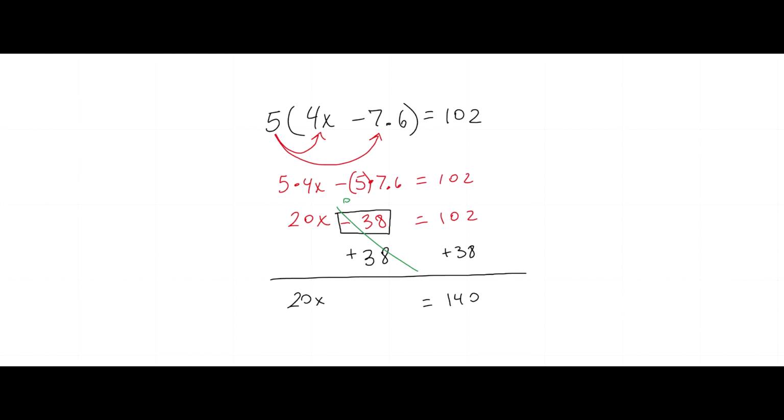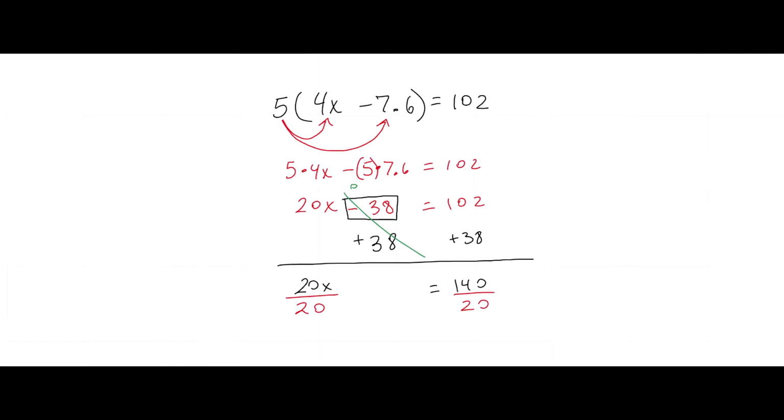The last step will be to divide both sides of the equation by the number 20. And now I'm going to have x equals... 7, I'm sorry. 20 divided by 20 is 1. We cancel out this 0. 14 divided by 2 is 7. So x equals 7.